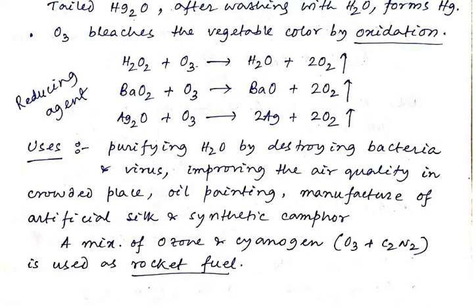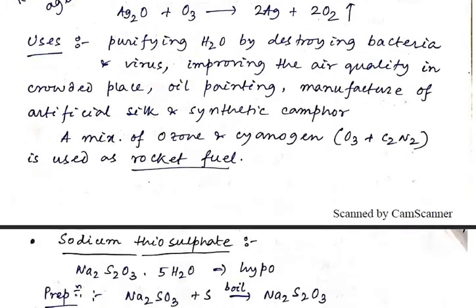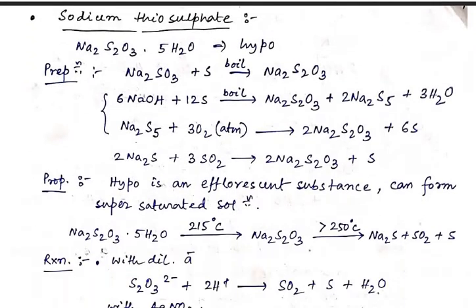And a mixture of ozone and cyanogen, everybody knows about cyanogen. Cyanogen is C2N2. So the mixture of ozone and cyanogen, that is ozone plus C2N2, is used as a rocket fuel. Okay, so these two are mainly used as the rocket fuel. Okay, so this is all about ozone.